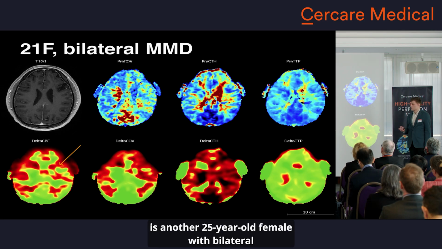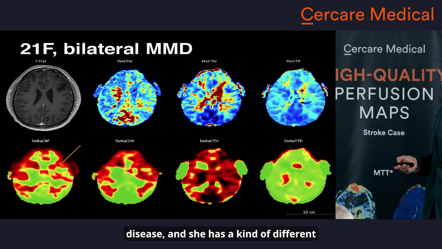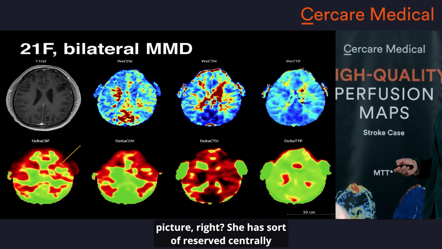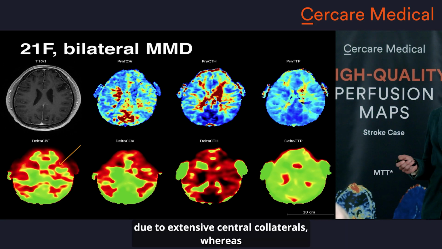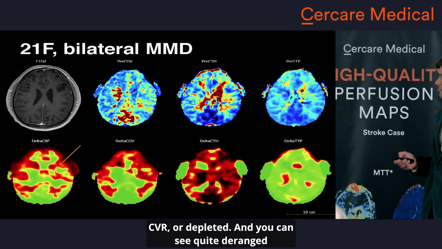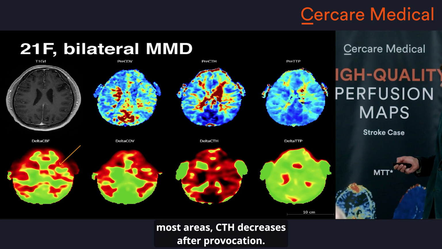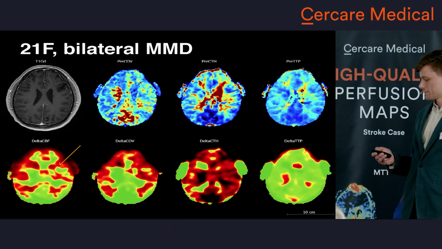So this is another 25-year-old female with bilateral disease, and she has a kind of different picture, right? She has sort of preserved reserve centrally due to extensive central collaterals, whereas in the cortical areas, in the anterior circulation, she has a reduced CVR or depleted. And you can see quite deranged CTH in these areas as well. But we do see in most areas CTH decreases after provocation.